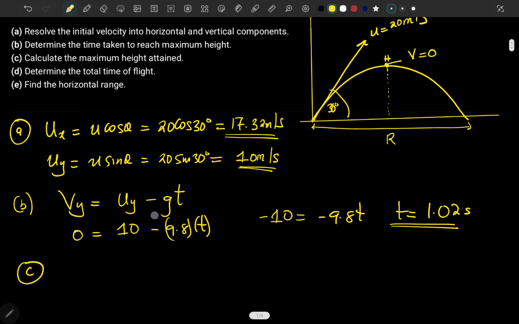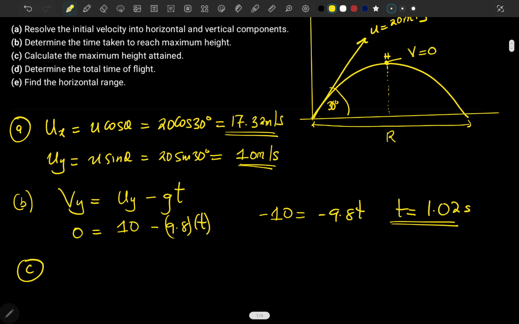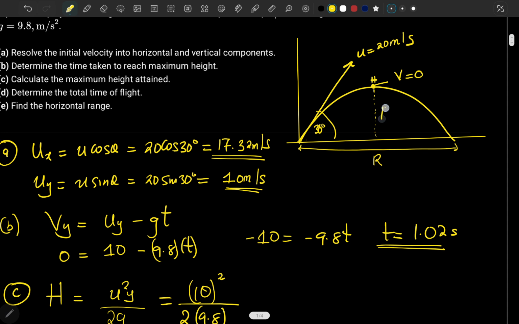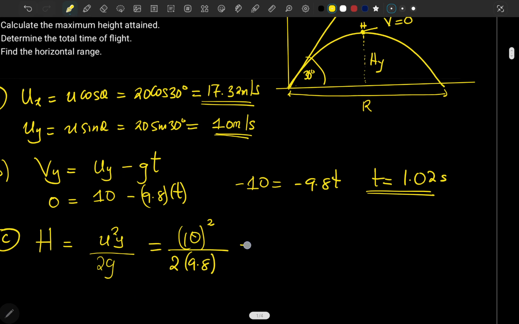C says calculate the maximum height attained. So maximum height is given by, do you remember the formula? uy squared over 2g. Now we are talking about the initial velocity in the y. In the y it is 10. Then we square it, then we put 2 times 9.8. Do you know why we are using y? Because this is height in the y. Then let's punch everything together. So I'm getting 5.10 meters.